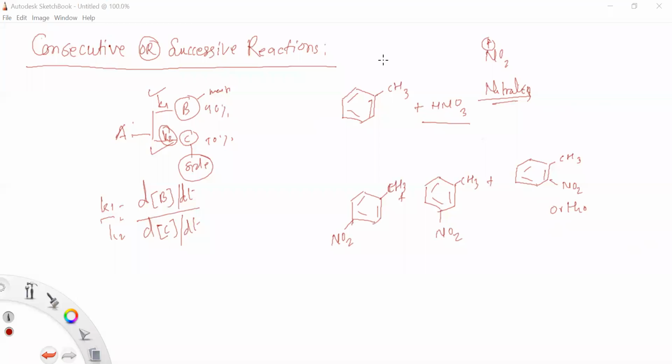Out of these three products, which one is the major product and which are the side reactions? These are the three products: first, second, and third. Out of these three, the first product is the main product, and these two are minor products.